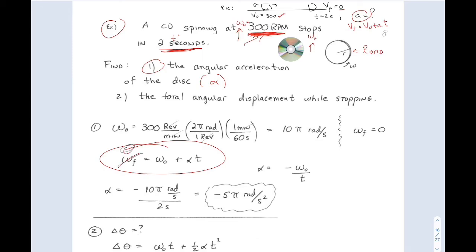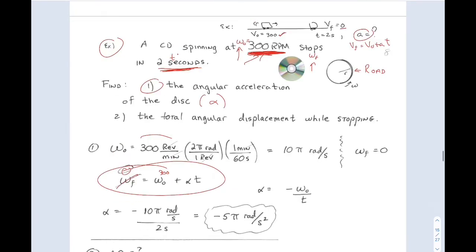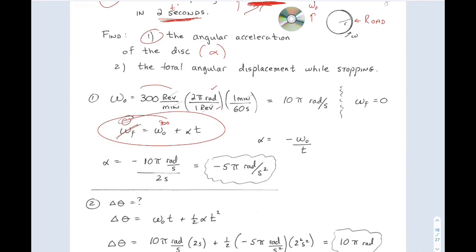I know omega initial, that's my 300, but it's not in the correct units. This has to be in radians per second. So I took my omega initial, and said in one revolution I have 2 pi radians, and in 1 minute I have 60 seconds. So the minutes canceled, revolutions canceled. That's the correct units of omega initial. I solved this algebraically for alpha, and put in my omega initial, which is 10 pi radians per second. There's my time, and there's my angular acceleration.